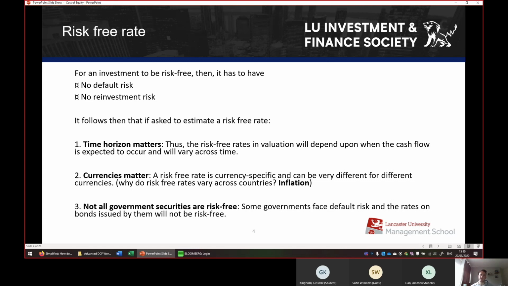And finally, not all governments are risk-free. Okay, if I'm, let's say, invested in Argentina, the Argentinian government is not risk-free. In fact, they default quite often. It's quite a big problem there. And so if I'm going to invest in Argentina, I'd actually have to figure out some other way of finding the risk-free rate instead of just using the government-issued bonds there, because it's not risk-free. There is a high chance that actually they probably won't pay my money back.